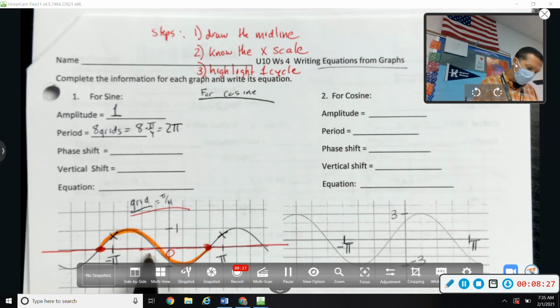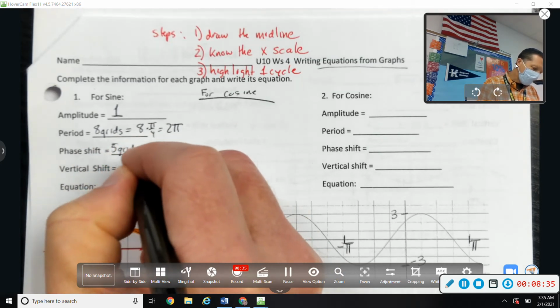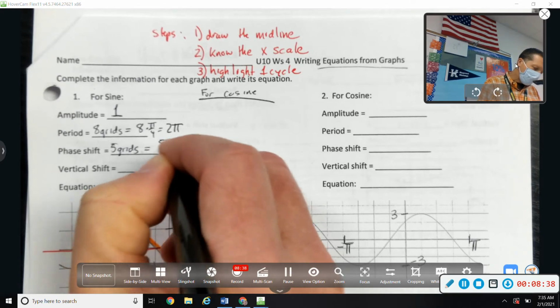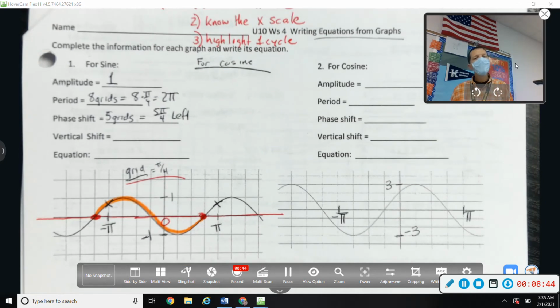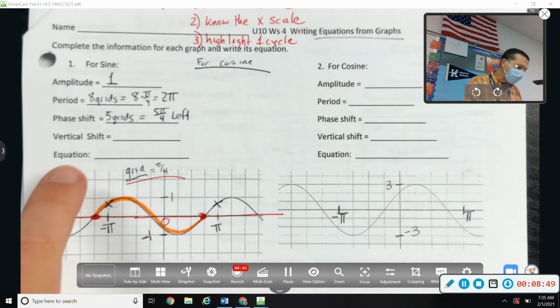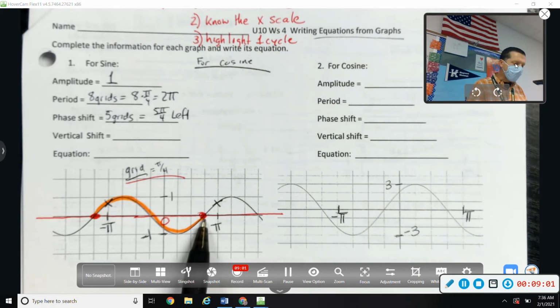So the phase shift was left 1, 2, 3, 4, 5 grids or 5 tick marks. So that would be 5 pi over 4 to the left. That's the way I interpreted that graph. But there's another answer to the phase shift. Anybody want to offer another answer? Right 3 pi over 4. Because you could say, well, I think mine started here, and that would be right 3 pi over 4. So either one would be okay.